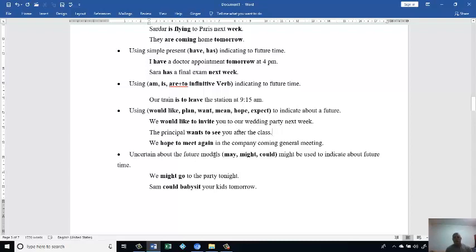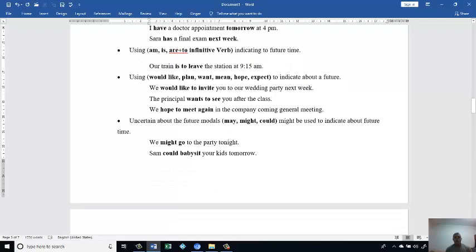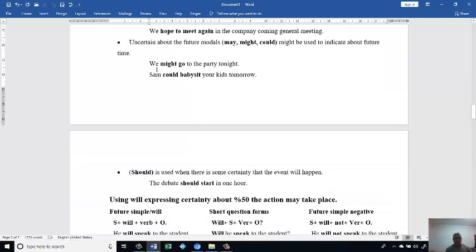Uncertain about the future, modals may, might, could can be used to indicate future time. For example, we might go to the party tonight. I mean, the action will take place tonight. That means after now. Sam could babysit your kids tomorrow.